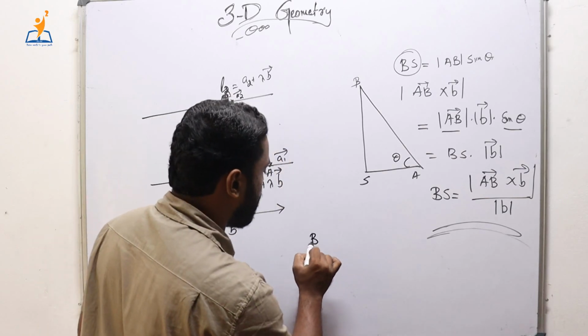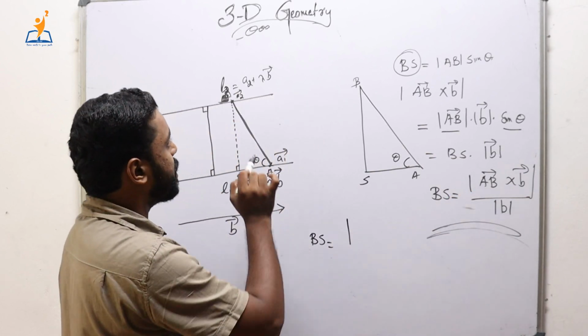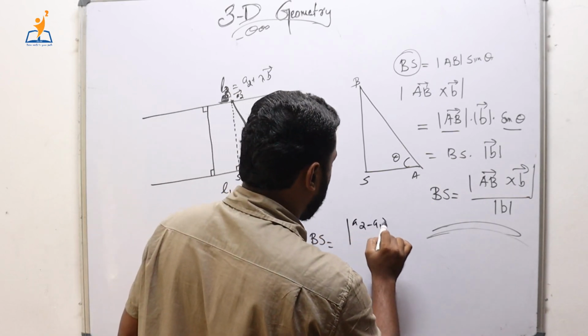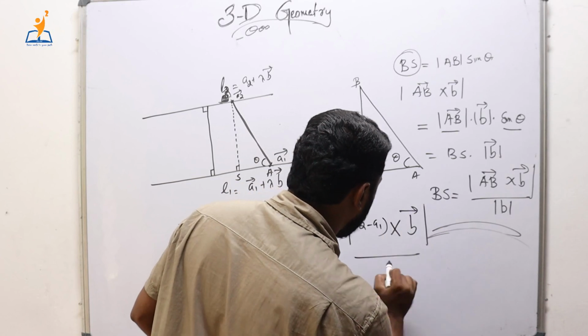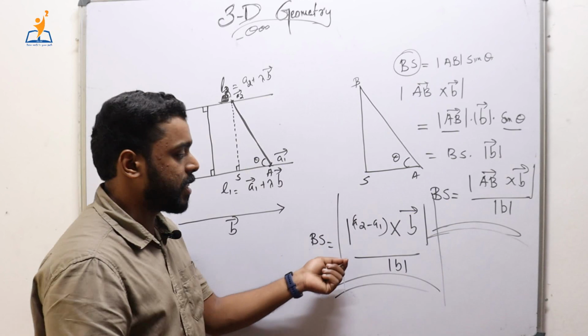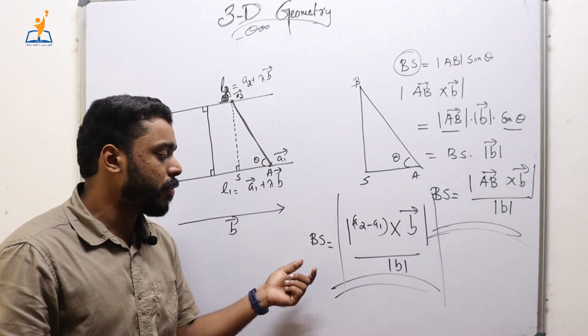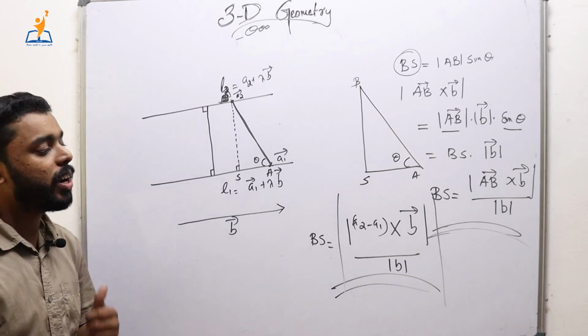So it is equal to BS, which is the modulus of AB cross B. AB is nothing but A2 minus A1. So A2 minus A1 cross vector B divided by mod B. The absolute value of this, since the cross product can be negative, will be the distance, the shortest distance between the lines L1 and L2.